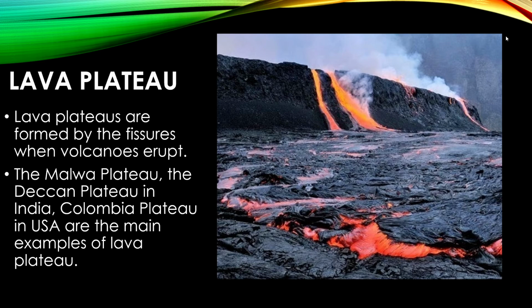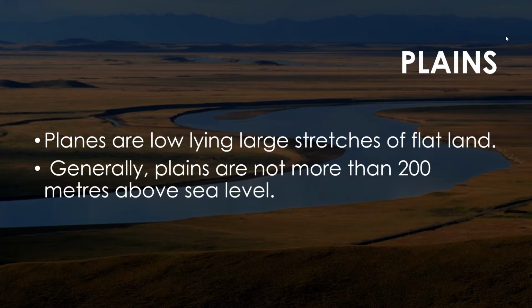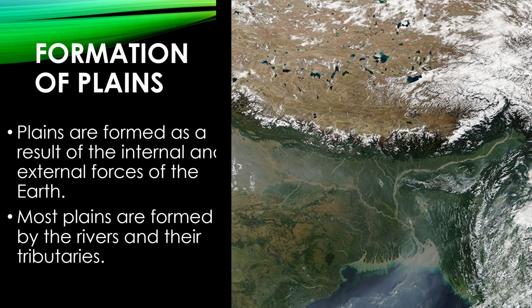Now, moving ahead to the plains. So, plains are low lying, large stretches of flat land. Generally, plains are not more than 200 meters above sea level. How are the plains formed? Now let us take a look at the formation of plains. Plains are formed as a result of the internal and external forces of the earth. Many plains are formed by the rivers and their tributaries.